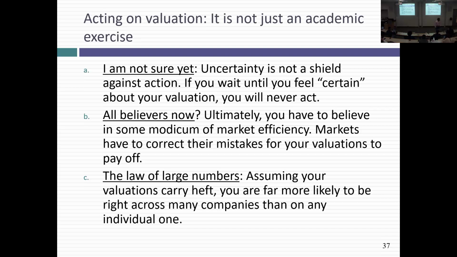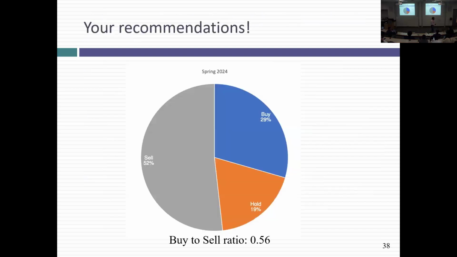But to put 5% of my money in Tesla at 170, I feel I can go with it. So here are your recommendations. You had 29% buys, 52% sells, a buy to sell ratio of 0.56. You're definitely not sell side equity research analysts, right?